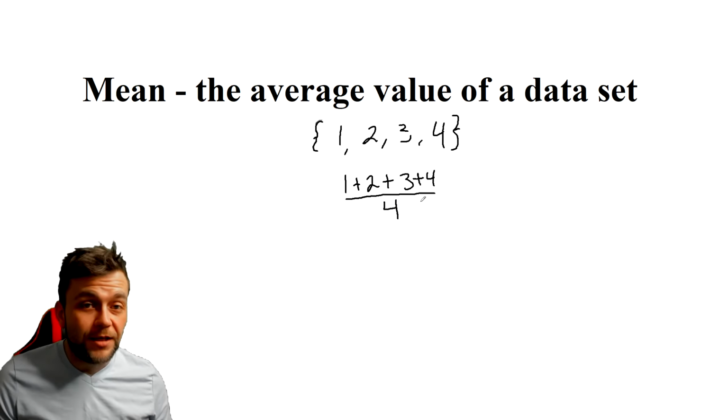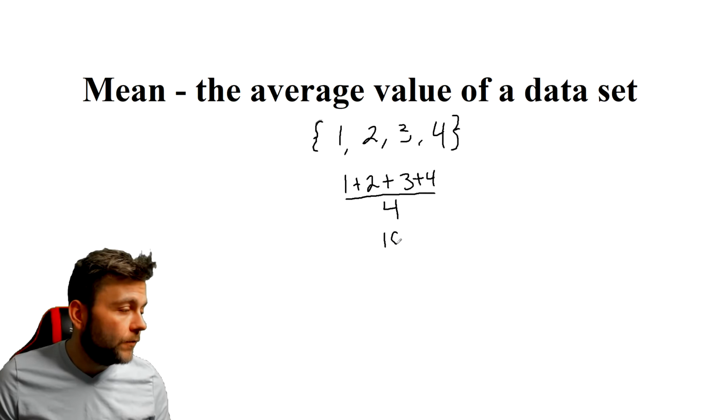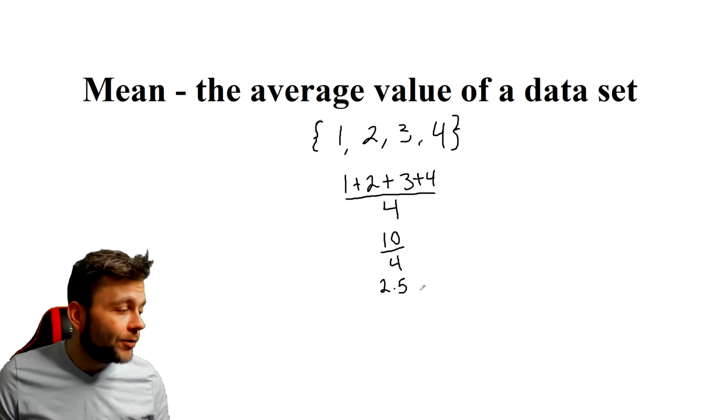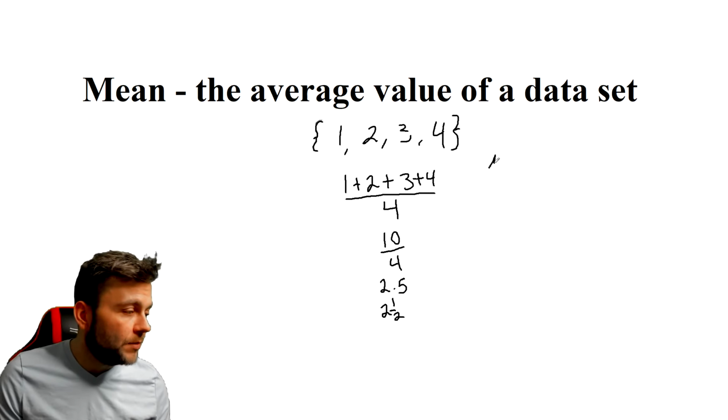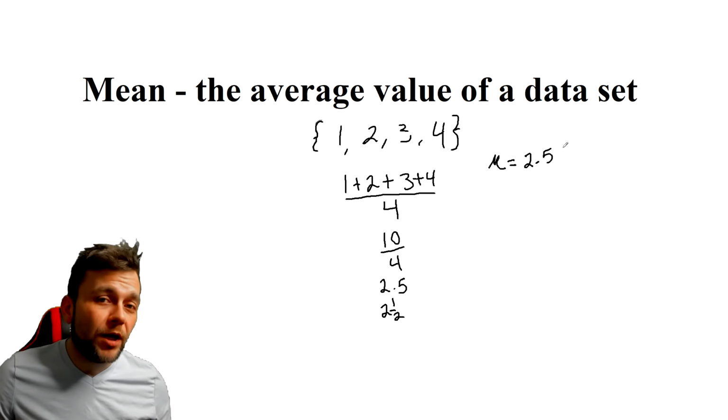And so 10 divided by 4 is what? So 10 over 4. That is equal to 2.5. It goes in there 2.5 times. So 2.5 is our mean. The symbol for mean looks like a fancy M. So mean equals 2.5. So that's our first example of the mean. Let's do a couple more.